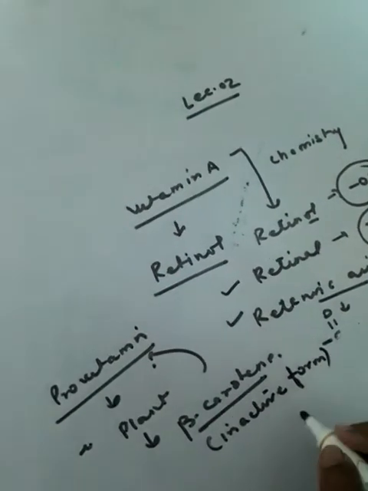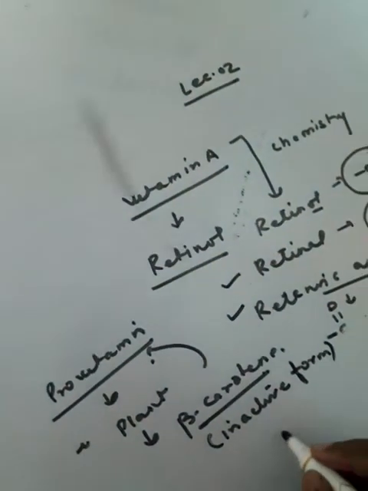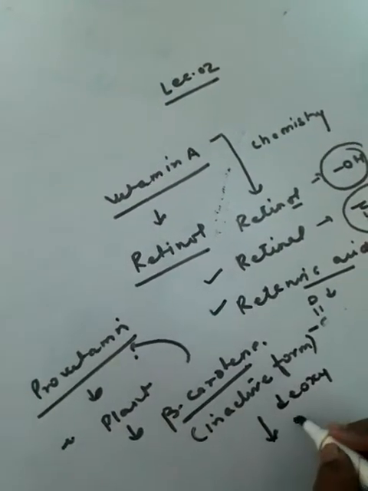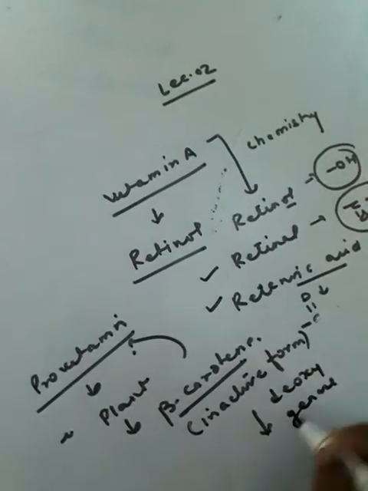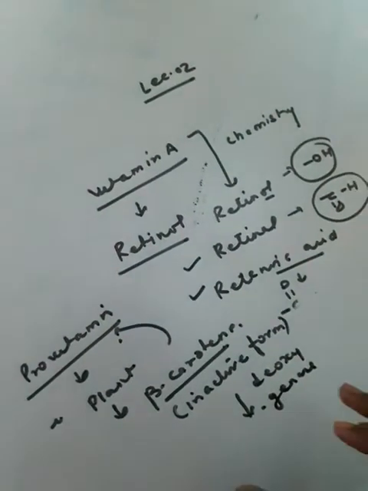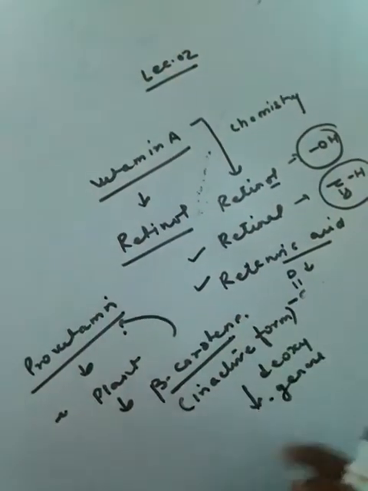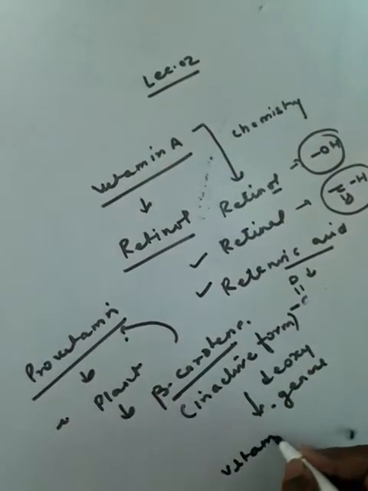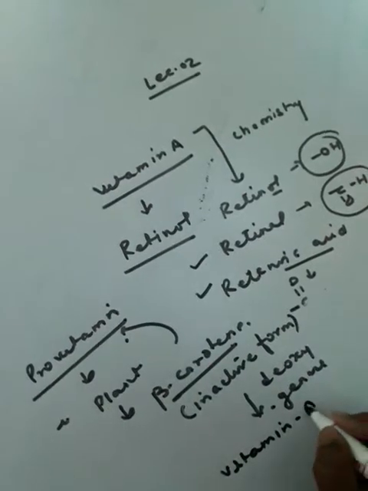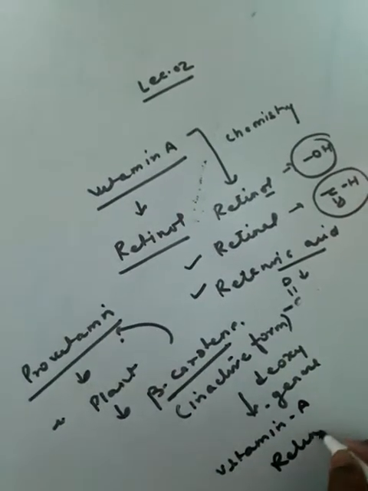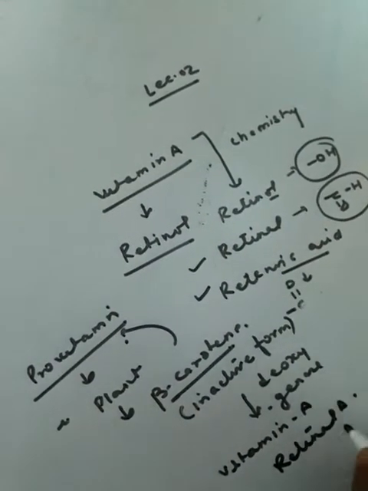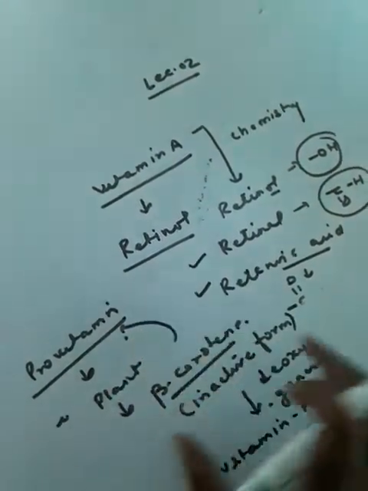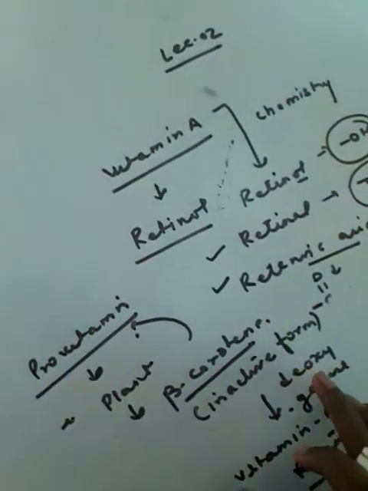In the presence of deoxygenase, which is the enzyme present in your body, beta carotene is converted to vitamin A, means retinol. So retinol is the active form, but beta carotene is the inactive form. The inactive form is called provitamin. So it is the example.